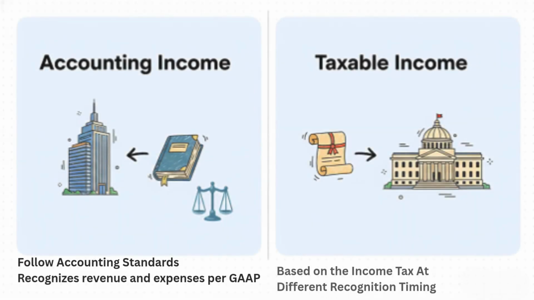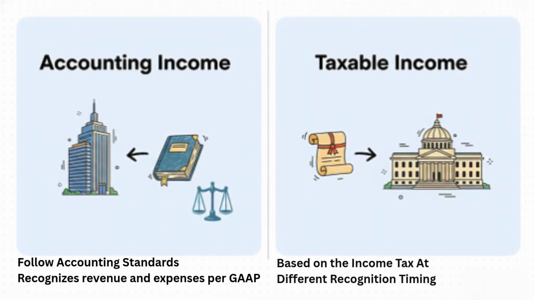On one hand, you've got accounting rules. Think of these as the rules for talking to investors. They're designed to give a fair and consistent picture of how the business is doing. But on the other hand, you've got the tax rules dictated by the Income Tax Act. Their goal's completely different. It's about collecting revenue for the government. Because they have different goals, they often count income and expenses in totally different ways.